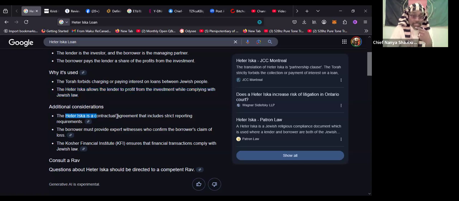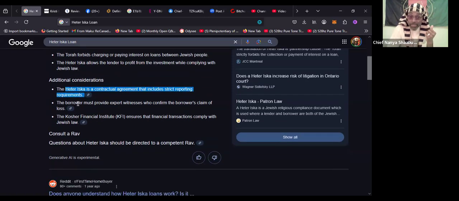The heter iska is a contractual agreement that includes strict reporting requirements. The borrower must provide expert witnesses who confirm the borrower's claim of loss if they lose, and the Kosher Financial Institute, KFI, ensures that financial transactions comply with Jewish law. So go to your bank and ask them about getting a heter iska.